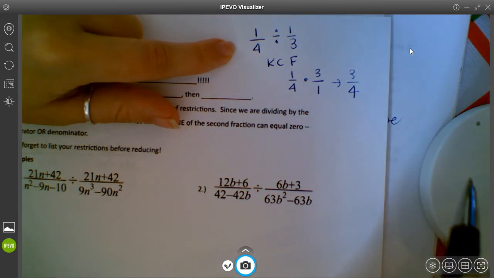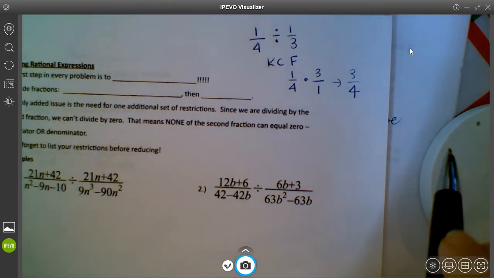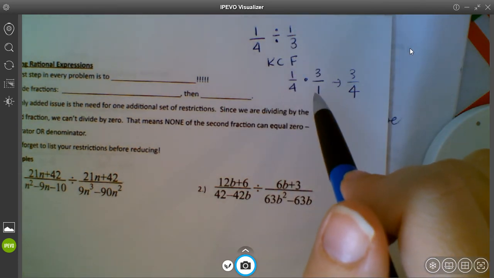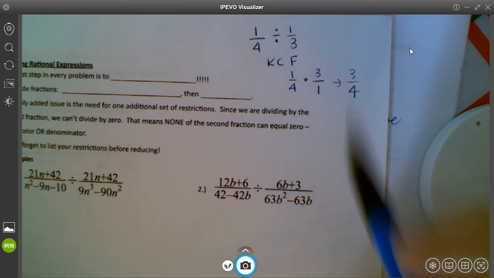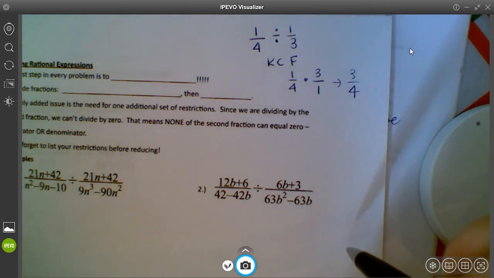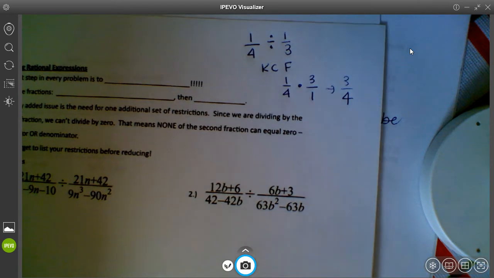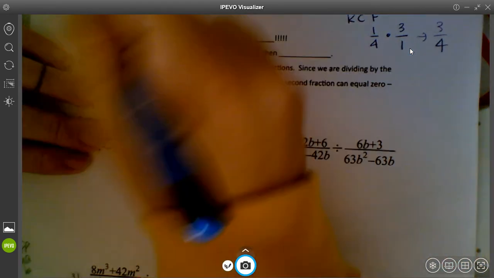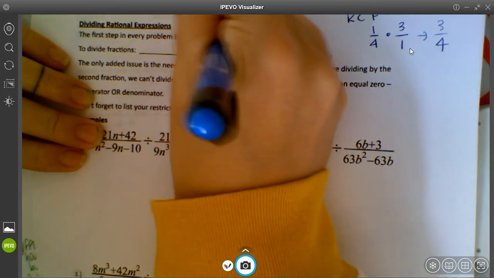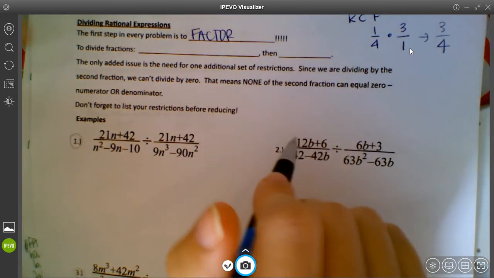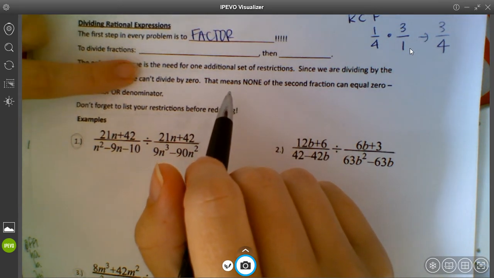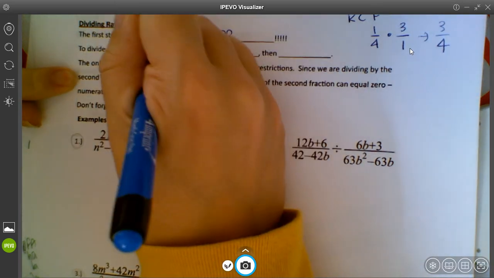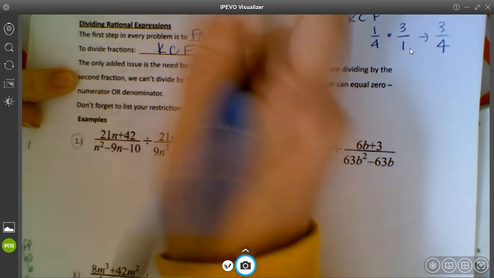The same rule of 4th grade goes for the same rule now. If we see division, we are going to keep, change, flip, so then we rewrite it as a multiplication problem. And then just do exactly what we did on the previous page. So again here, the first step to every one of these is going to be to factor before we do any keep, changing, and flipping. To divide fractions, that's when we are going to keep, change, flip.